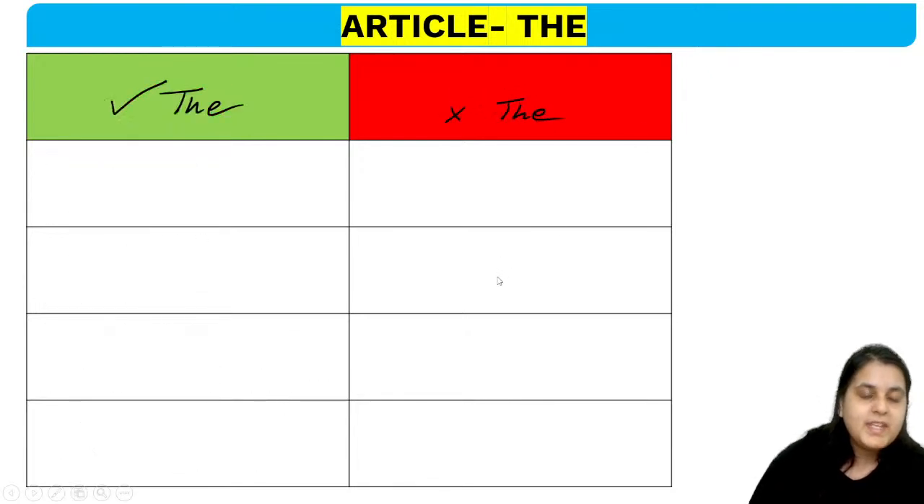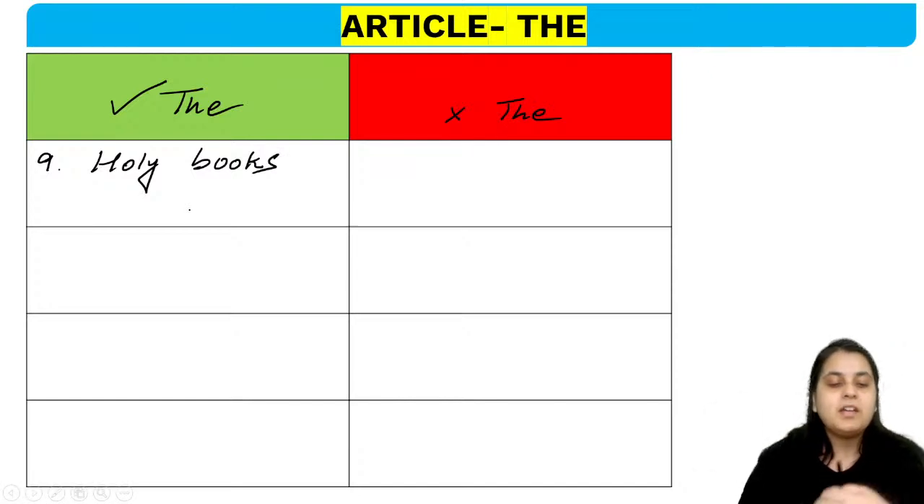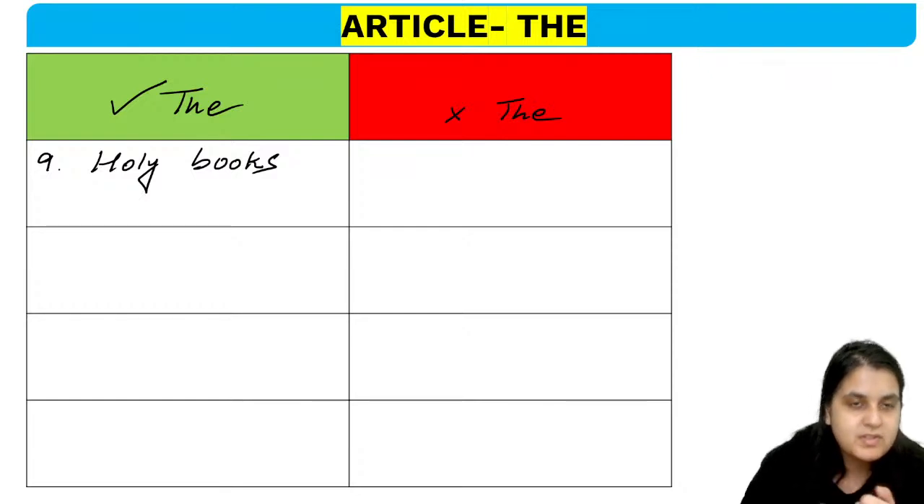Okay, next point. When else do we use the? We use the before the name of holy books. For example, the Bhagavad Gita, the Ramayana, the Quran, the Guru Granth Sahib, the Holy Bible. So we use the before the names of holy books.